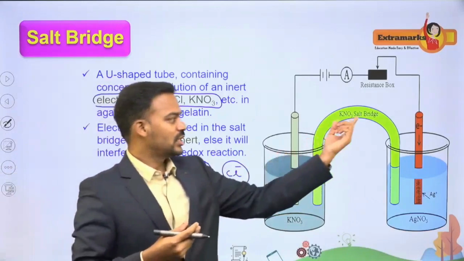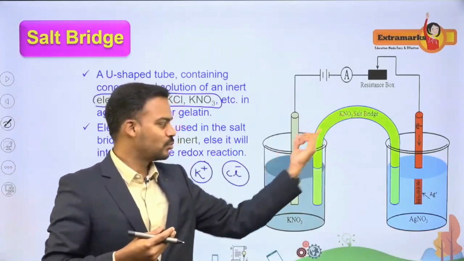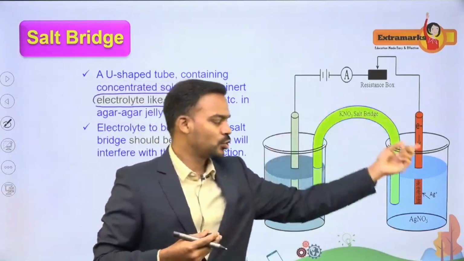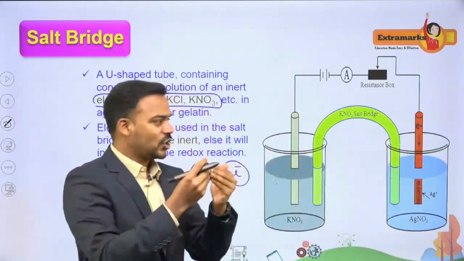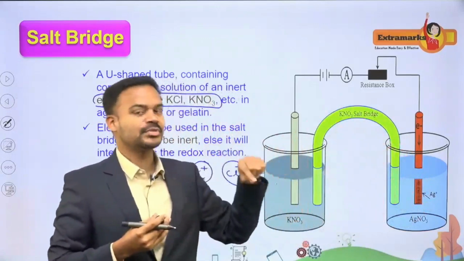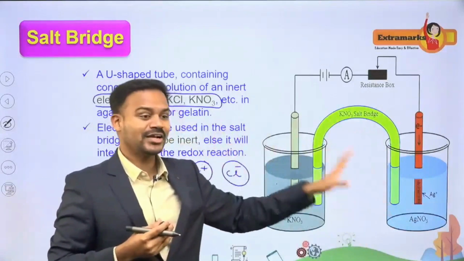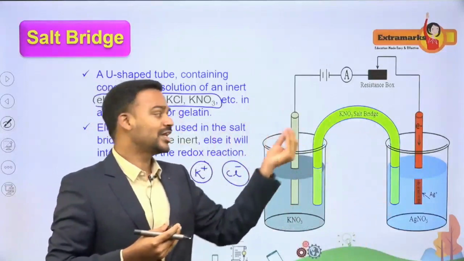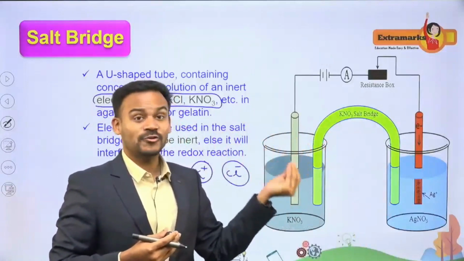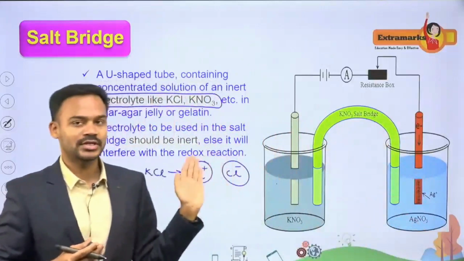Suppose the Cl- ions are moving towards this compartment, and the K+ ions are moving towards the other compartment. If the rate at which they are moving is not equal, the junction potential will still be there. There is still neutralization of the charge, but it won't be that efficient. You should take a salt having ions with an equal rate of mobility, so they are able to move to the respective electrodes at equal rates.